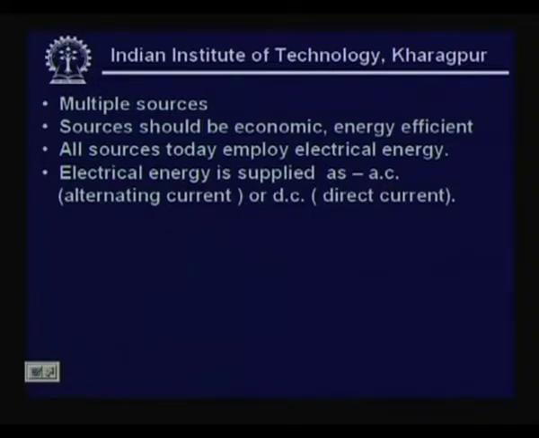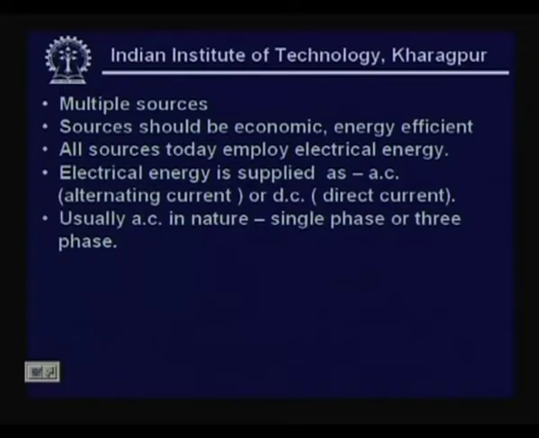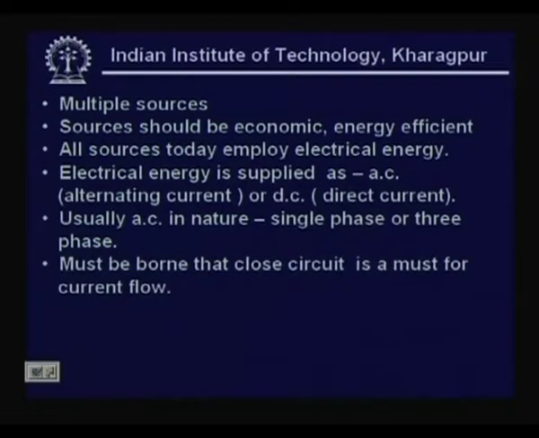As already learnt in basic courses, it could be in the form of alternating current, that is, which cycles at a particular frequency, which is commonly at 50 Hz in our country and most parts of Europe, and few parts in North America is at 60 Hz, or direct current. Usually, as I said, it is AC and it is either single phase or 3 phase. We will look into the details, but one has to recall that any current flow calls for a closed circuit. Without a closed circuit, current cannot flow. This has to be kept in mind.